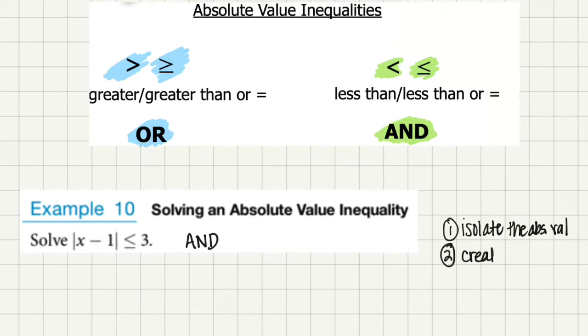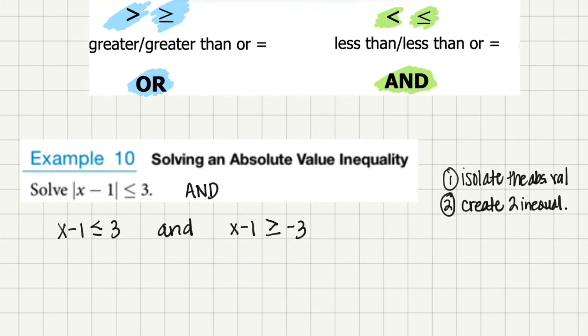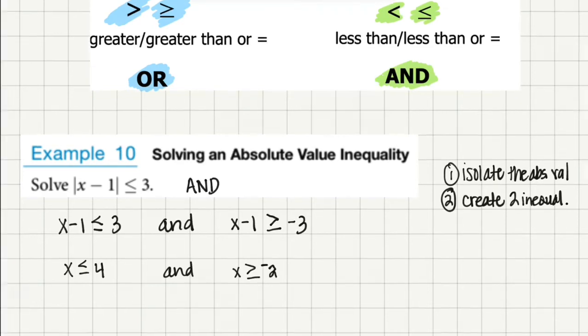The second thing we do is we create two inequalities. So we're going to create two inequalities separated by an AND in this case. x minus 1 is less than or equal to 3, and x minus 1, we're going to flip the inequality symbol and change our 3 to a negative. So x minus 1 is less than or equal to 3 and x minus 1 is greater than or equal to negative 3. And now we solve. x is less than or equal to 4 and x is greater than or equal to negative 2.